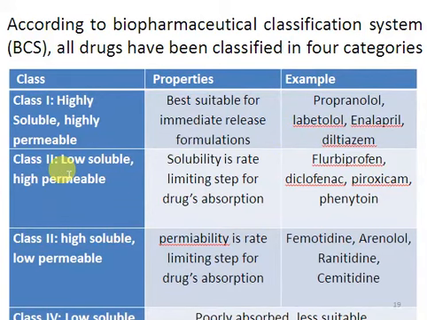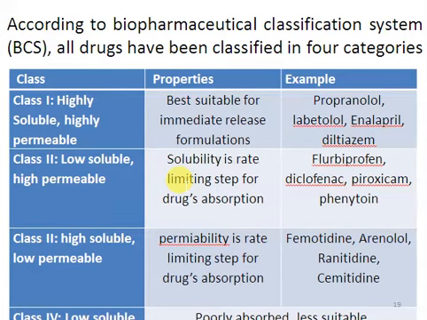Next we have class 2 drugs. They are low soluble but highly permeable. So you can easily see that solubility is the rate determining step. Once the drug becomes soluble, it will immediately enter the cell membrane. So solubility is the determining factor. If the solubility does not allow the drug to be absorbed, the drug will not show its action. But if the solubility becomes reasonable, the drug will show its action immediately. Examples of such drugs are flurbiprofen, diclofenac, piroxicam and phenytoin. All of these belong to class 2 drugs.